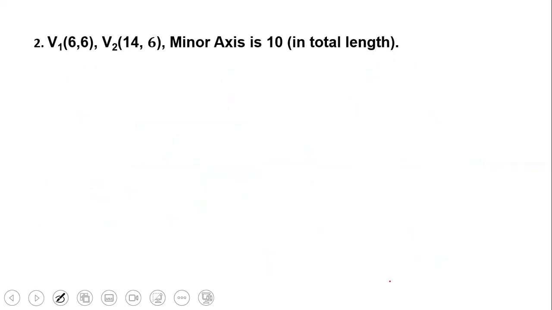Okay, next. You also have the two vertices, so endpoints of the vertices. And the minor axis is 10 in total length. So if we graph it in terms of the following points, 6, 6. So you also have 6.